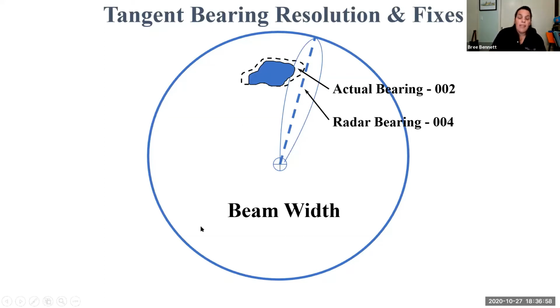And that is also why, when we're using radar for navigation and we get a range and bearing off of an object or a piece of land or something, ranges are much more accurate than bearings when it comes to radar because of this beam width.